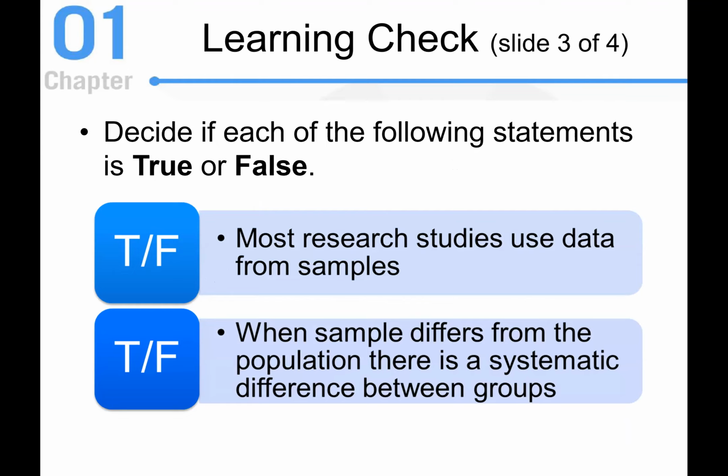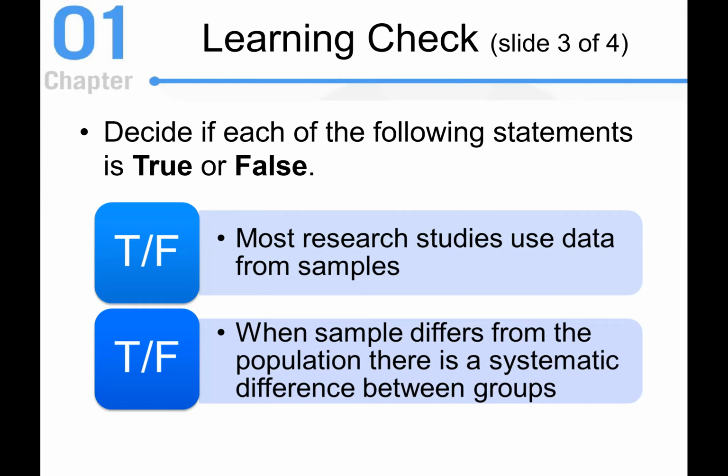Like I said earlier, populations are very, very large. We normally don't study populations directly because it's too time-consuming, too costly, and too labor intensive to study an entire population. So instead, we take samples and study the samples and then infer, inferential statistics, things about the population that the sample came from. So most research studies are going to use samples. All right.